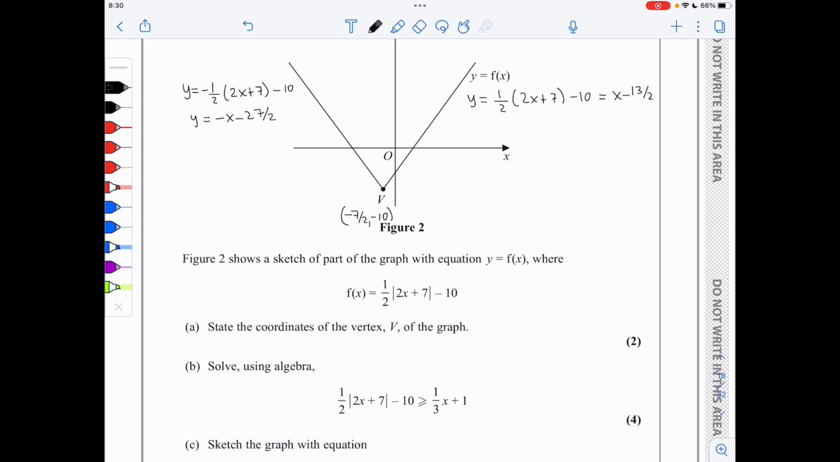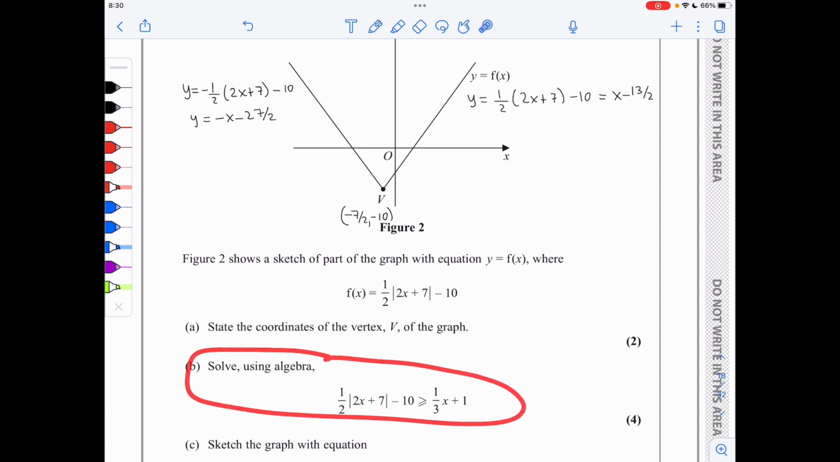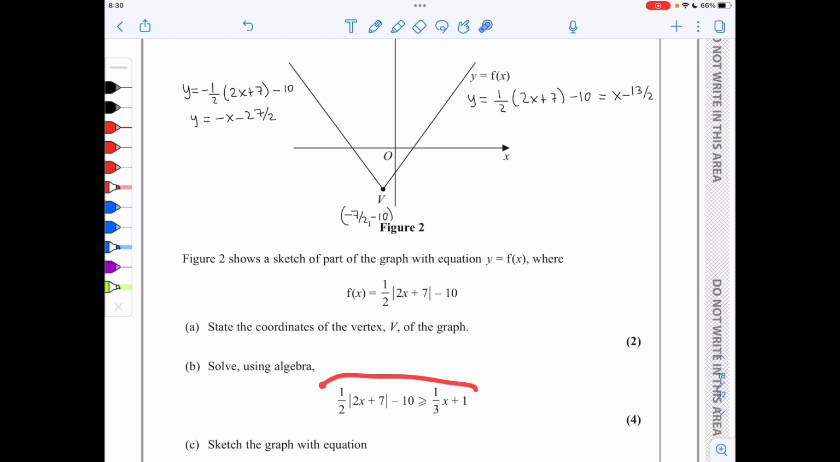And that will be useful when we come to part B, which says solve using algebra this inequality here. So I will actually add the line a third x plus 1 on my diagram. It's a line that cuts through the positive axis at 1 and is certainly less steep than this one. So it probably looks something like this. So it's cutting at 1 here. It has equation y is a third x plus 1.